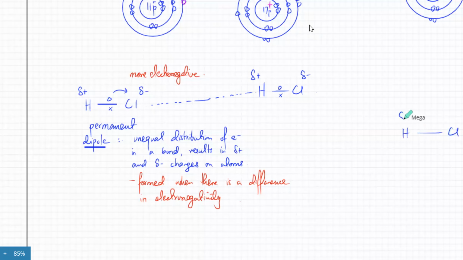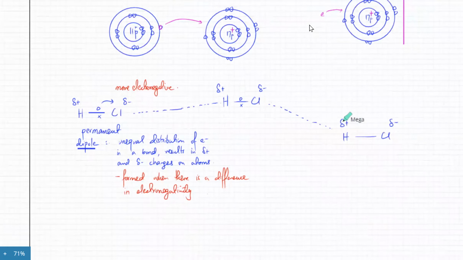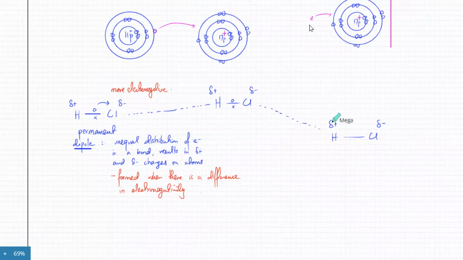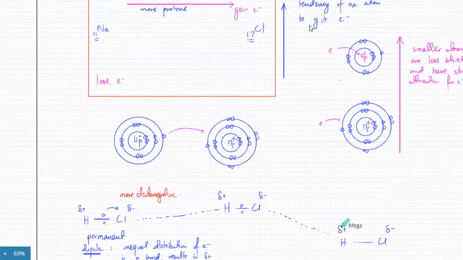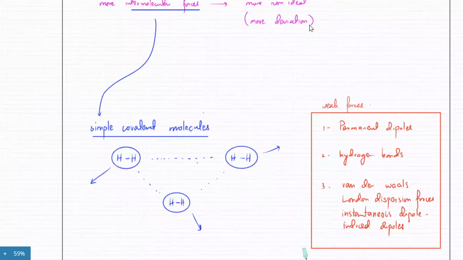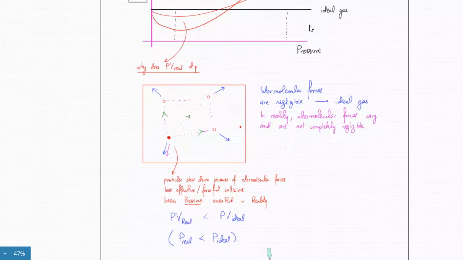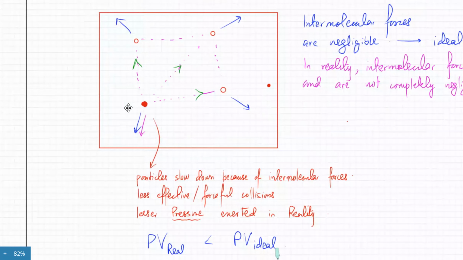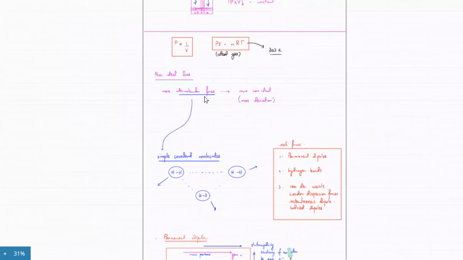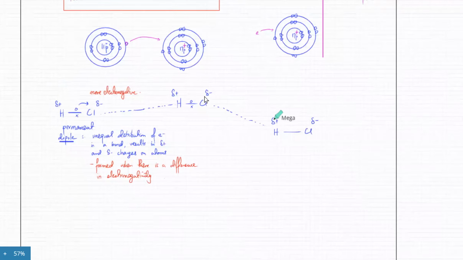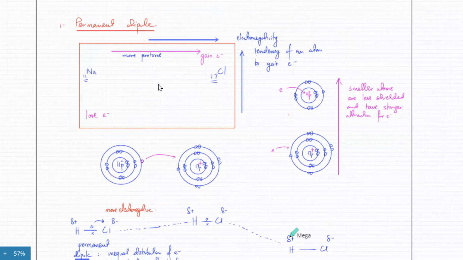Why is one HCl attracting the other HCl? HCl is a gas, remember that. Because the negative part of one molecule attracts the positive part of the other molecule, and it just continues. Which is why when we were talking about gases and ideal gases, we talked about molecules in reality attracting each other, slowing each other down. So real gases have intermolecular forces, and that is the first one, which is a permanent dipole.